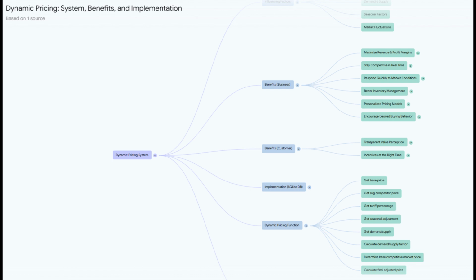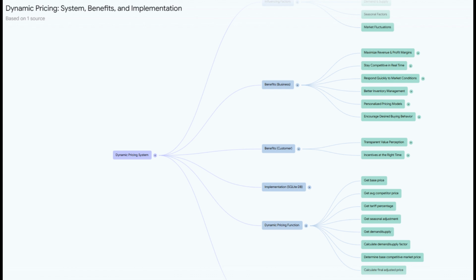Right. So to get the market price, it takes the lower of $100 and 98% of $96, which is $94.08. And then the final adjusted price is $94.08 times 1.05 for the tariff, times 0.95 for the seasonal adjustment, times 1.08 for demand supply. Okay, so what does that come out to? That comes out to $103.88. So the dynamic price for brake pad in April 2025 would be $103.88.